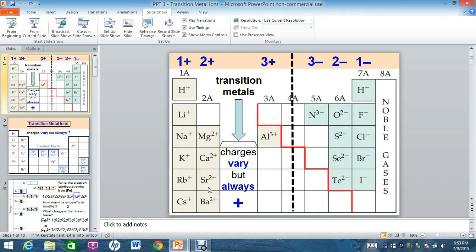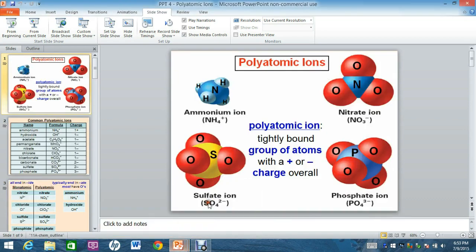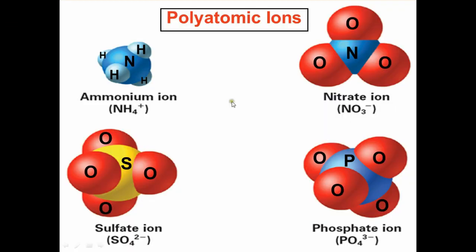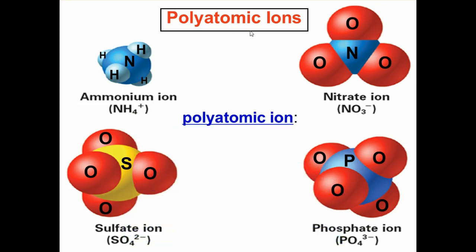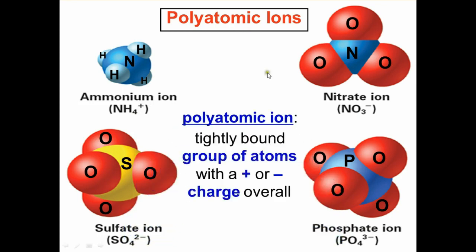And so the next PowerPoint we'll be talking about polyatomic ions, which aren't much different. They're just ions that have multiple atoms. And so poly means many, and atomic is atoms. So polyatomic ions are ions that have multiple atoms in them. And so here's the correct definition. So polyatomic ions are tightly bound groups of atoms with an overall plus or minus charge.